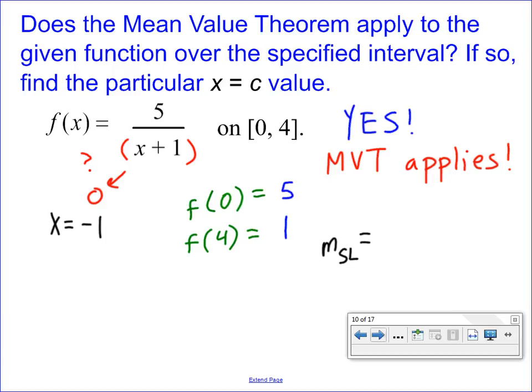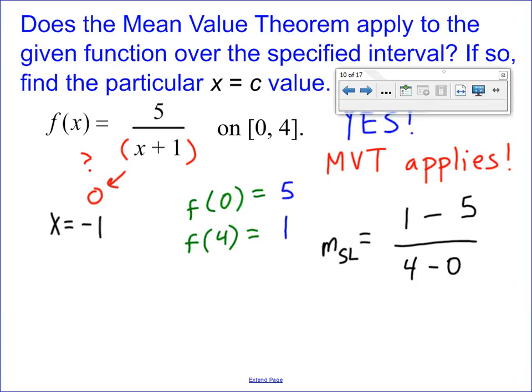Let's do it. So f at b minus f at a all over b minus a. How's that? Is that good? Yes? So my slope of the secant line is 1 minus 5, which is -4, over 4, which is -1. So I need -1.